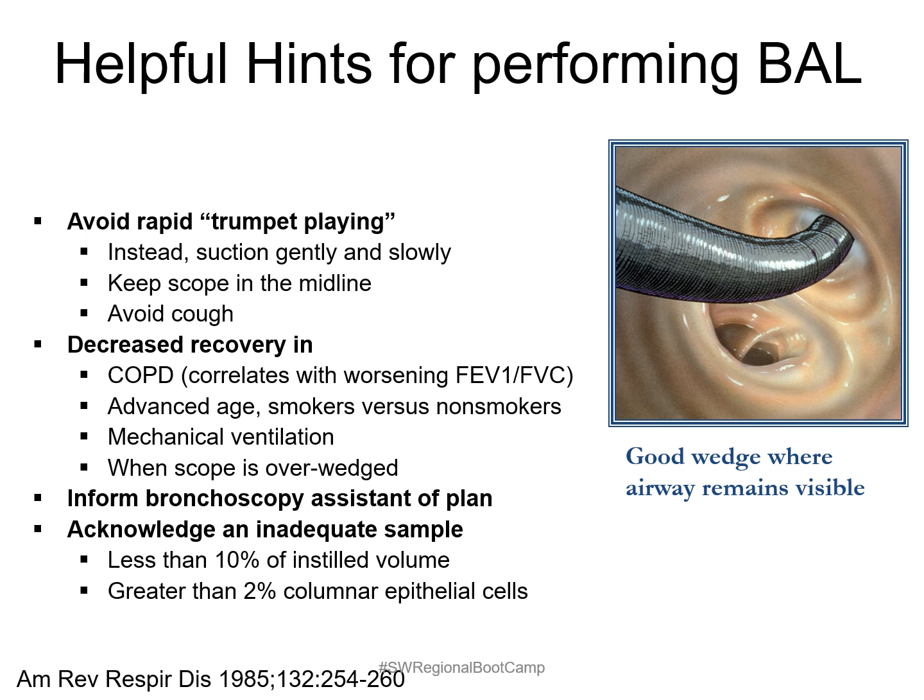Lastly, I'd like to highlight a couple of helpful tips. First, when you are suctioning, you want to do so gently and slowly with your scope midline and the airway lumen centered in your view. Ideally, you want to avoid having the patient cough during the procedure. And of course, you want to keep your bronchoscopy assistant informed of the plan along the way.